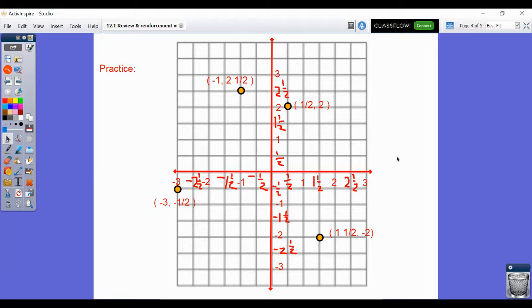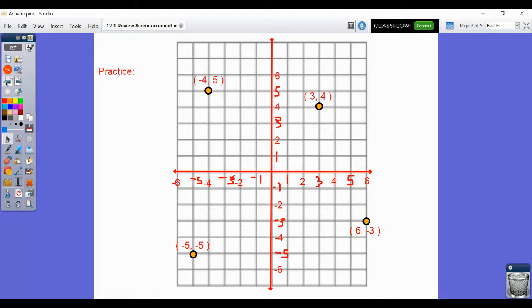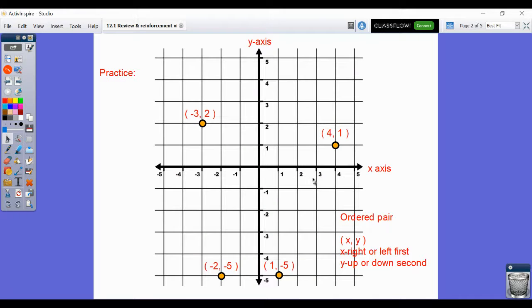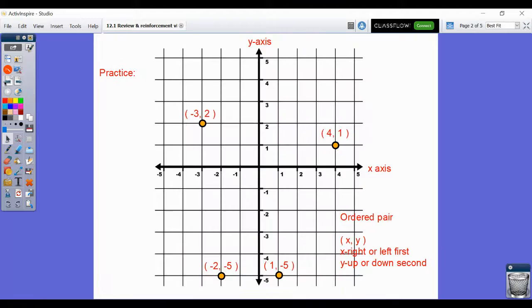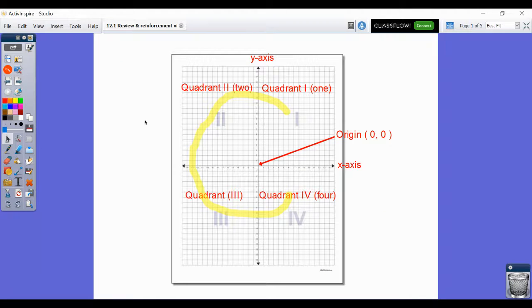Hopefully these examples have been helpful for you to understand plotting points on a coordinate plane, whether the numbers are labeled every spot or every other spot and you have to figure out the intervals and fill in the numbers. Hopefully this has helped you, and we'll see you next time.